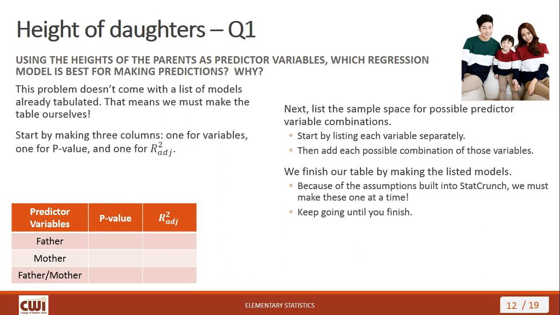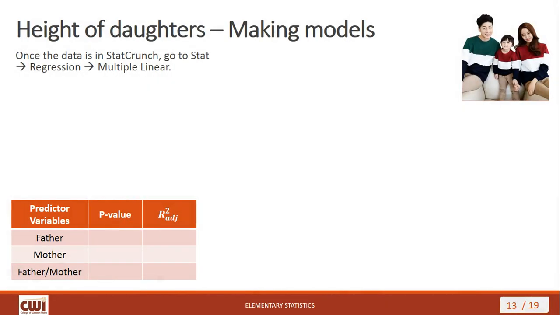Now, there are assumptions built into StatCrunch, and because of these assumptions, we have to make each one of these models one at a time. There's no special feature where you can make each of these models all at once and get the table that we're trying to make from a results window. StatCrunch does not have that capability. So you just have to make each one of these models one at a time and slowly fill the table up, and then keep going until you've finished with it. So let's actually do that.